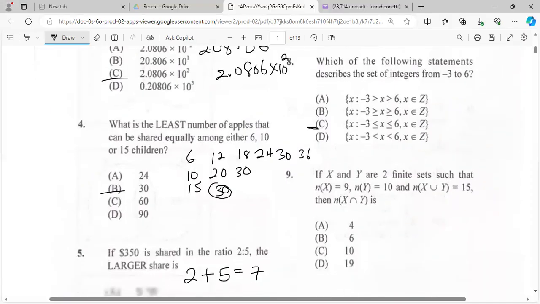If x and y are two finite sets such that the number in x is 9 and the number in y is 10 and the union is equal to 15, I always like to draw this. I don't know why.